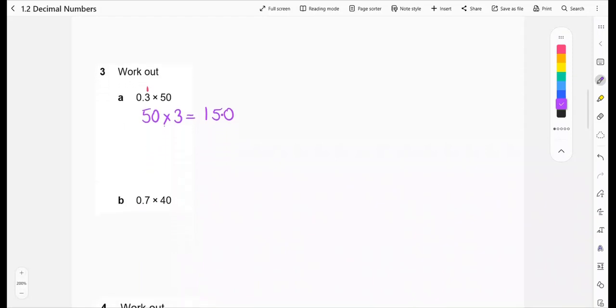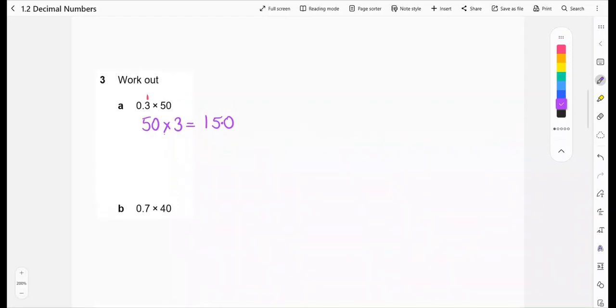We're going to apply the same strategy to 0.7 times 40. Again, we start off with the calculation of 40 times 7. 40 times 7 is 280. And again, we look back in our original question, we count up the amount of digits that are after the decimal place. I've got 1 there, and then no more after that. Therefore, my answer should also have just 1 digit after the decimal place. So I get 28.0.